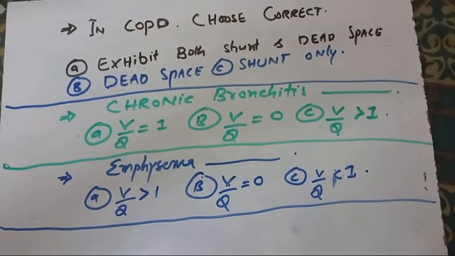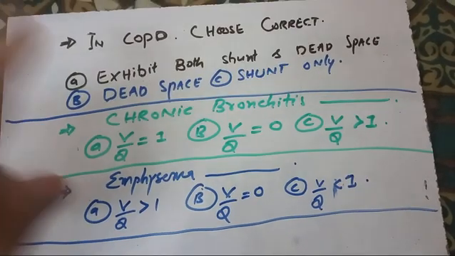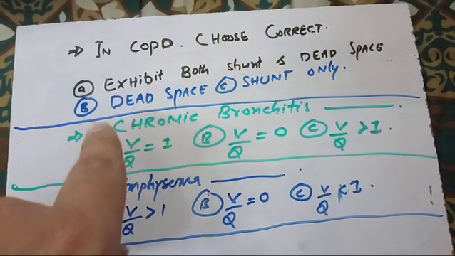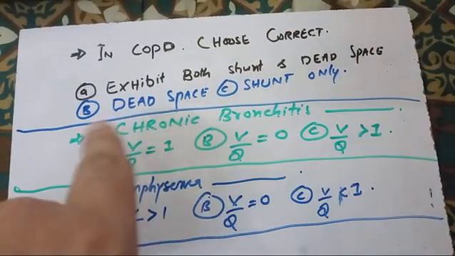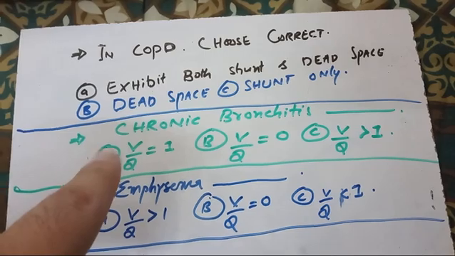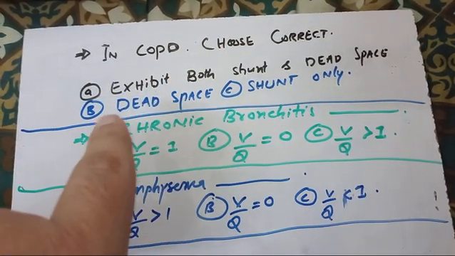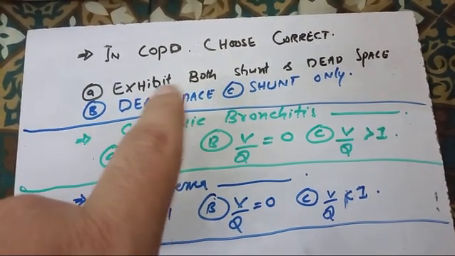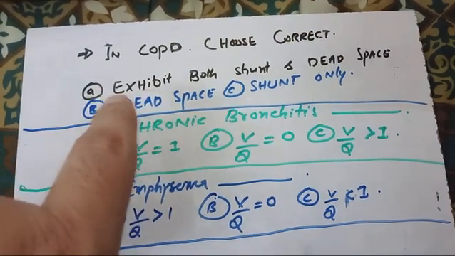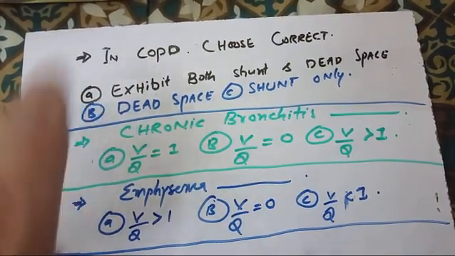So there is an MCQ that is very confusing. In COPD, choose the correct option: exhibit both shunt and dead space, or shunt only. In COPD, there is both phenomena, both shunt and dead space. The A option is correct. We will explain the concept later.